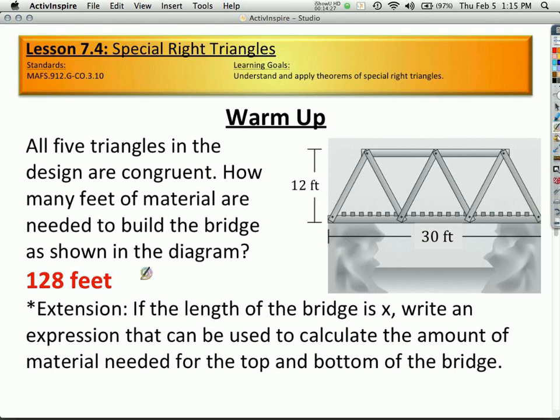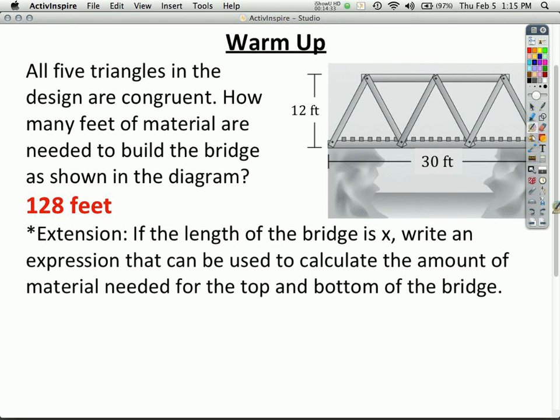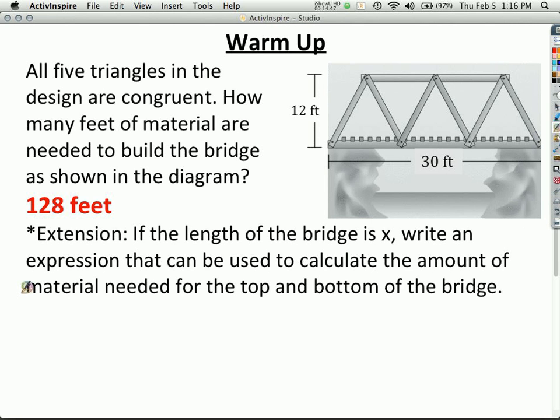Now the extension. I asked you to try and write an expression that could be used, no matter what length we had for the bridge, we could always use the same expression to figure out how much material would be needed for the top and the bottom of the bridge. So what expression did you come up with? I got students 13, 6, 19, 1, and 2. Student number 13, what do you say?